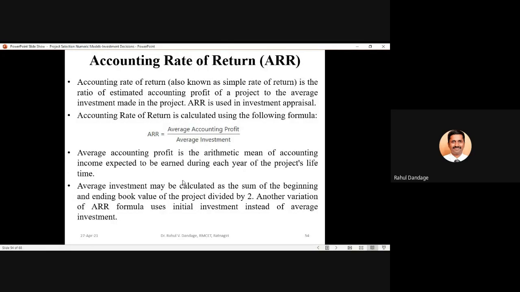The last method is accounting rate of return. Again, this particular method is not taking into account the time value of money. For the accounting rate of return, there are so many formulas, but one of the formulas is: accounting rate of return is equal to average accounting profit divided by average investment.